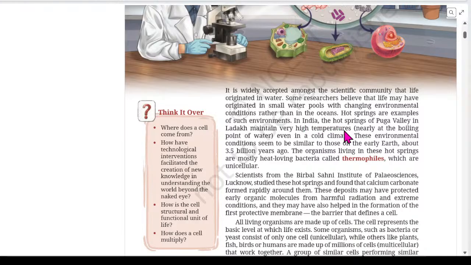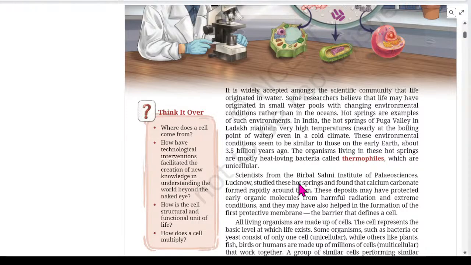In India, the hot springs of Puga Valley in Ladakh maintain very high temperatures nearly at the boiling point of water even in a cold climate. These environmental conditions seem to be similar to those on the early Earth about 3.5 billion years ago. The organisms living in these hot springs are mostly heat-loving bacteria called thermophiles, which are unicellular.